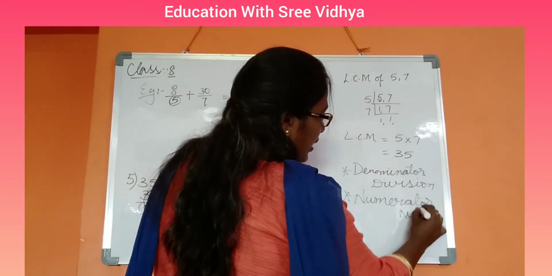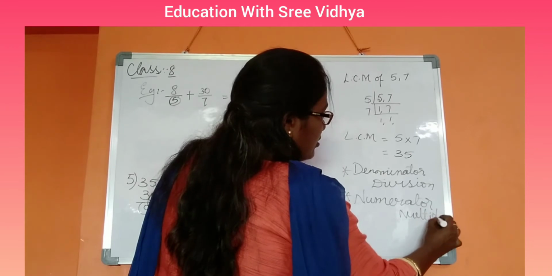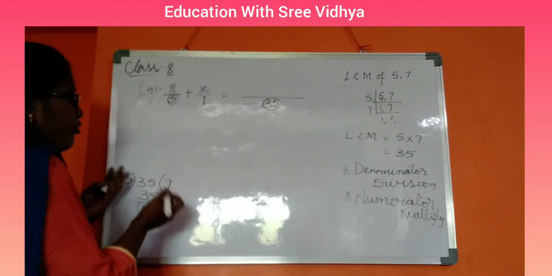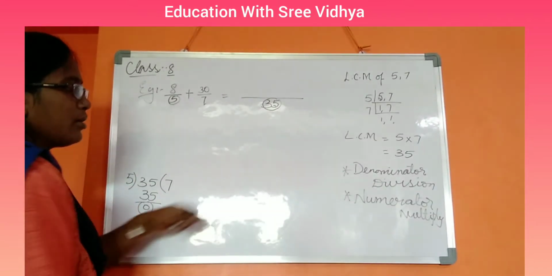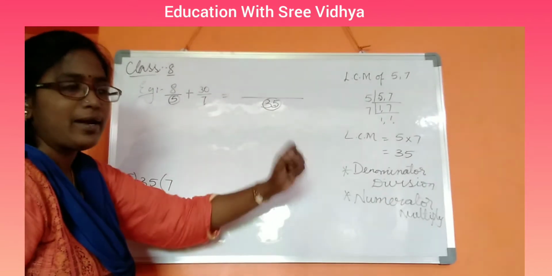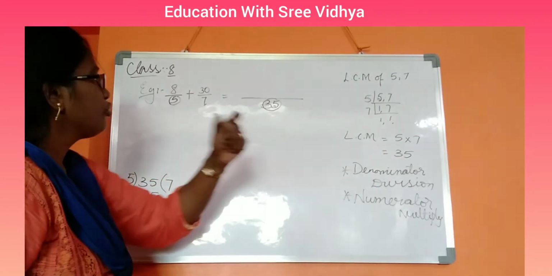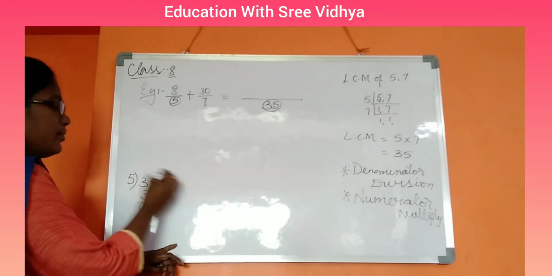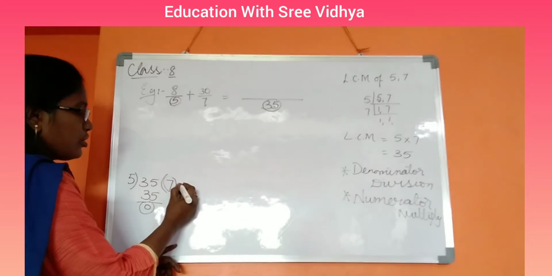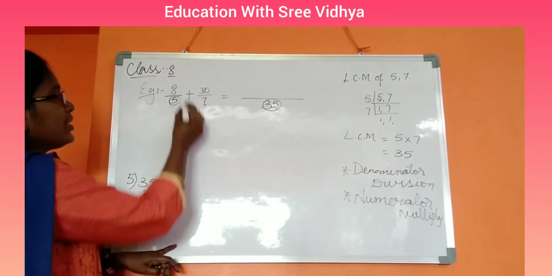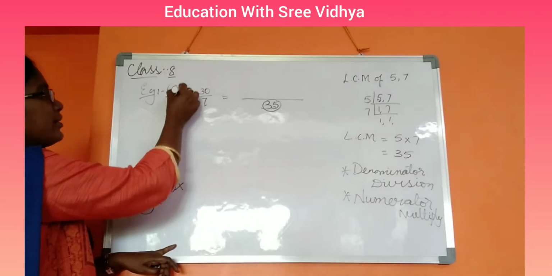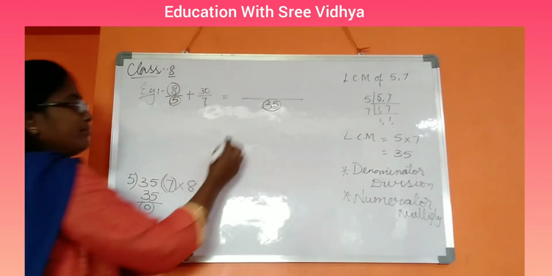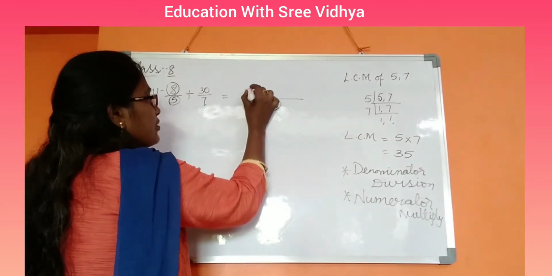Numerator multiply. Most of the kids are unable to follow this procedure because of this. If you keep it in mind, for the denominator you do division, and whatever we got here is to be multiplied with the numerator. So 7 8s are 56.